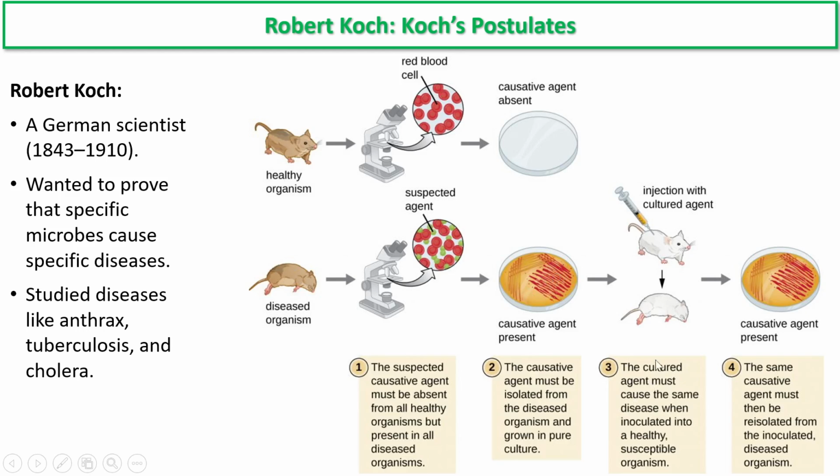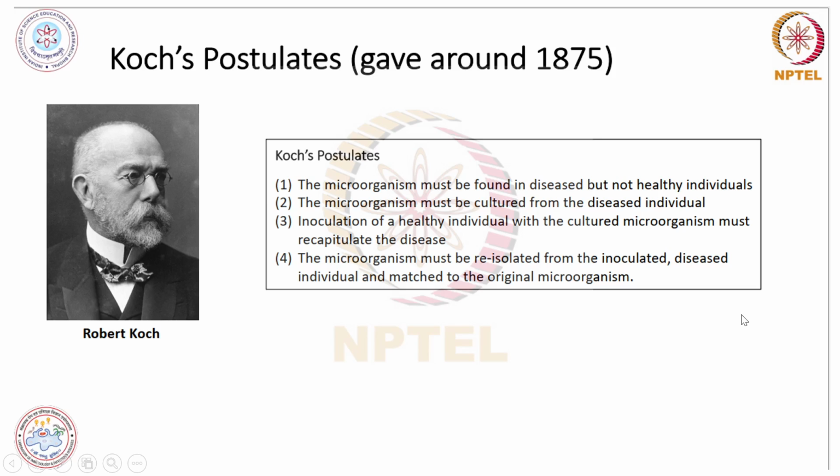And the third postulate is that the cultured agent must cause the same disease in a healthy individual. And the fourth postulate he gave from here: when this particular mouse died, he isolated the same organism from it. So he gave these four postulates, which you have also seen in the class lectures. Is it clear better now?